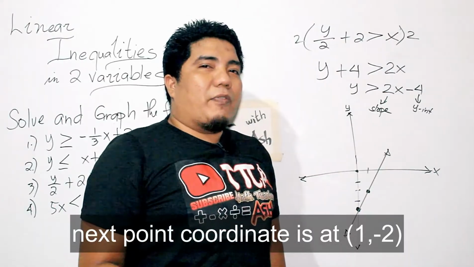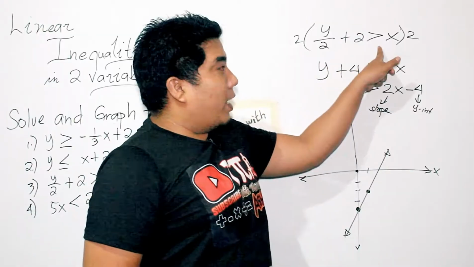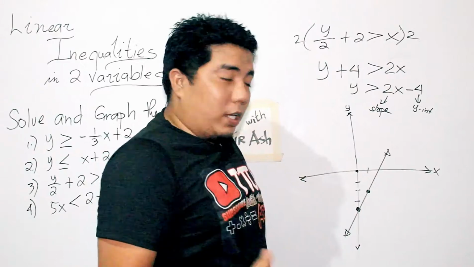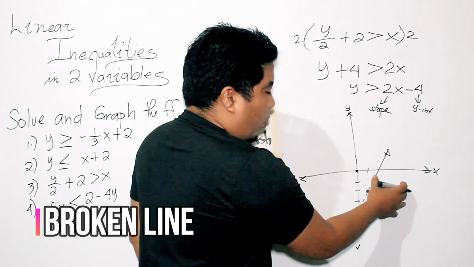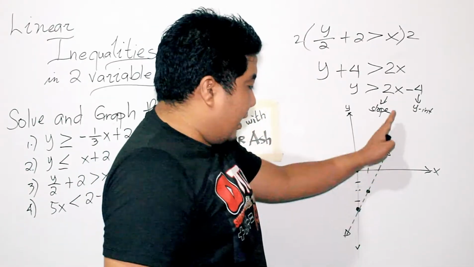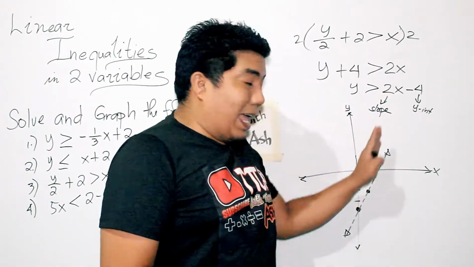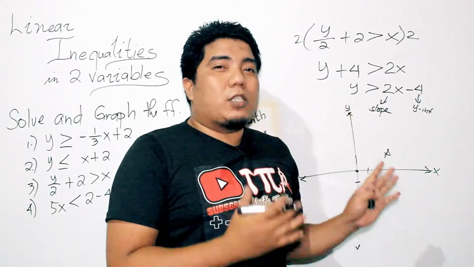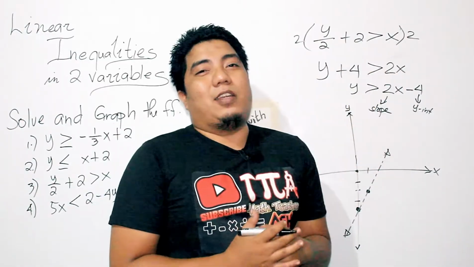So now this is my graph. Question is, is my graph correct? Okay, since we are dealing with greater than symbol, this line should not be solid. This should be broken. So you must make a broken line. Now what does this mean? If you have a broken line, meaning that any point that lies on your graph or on your line is not part of the solution. Okay? Those points that will be shaded, those are the only solution of your given linear inequality.